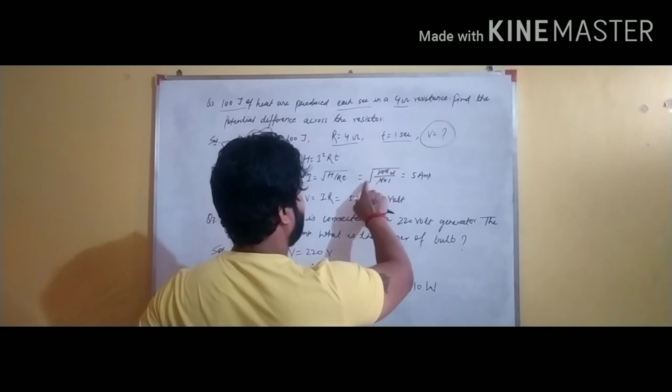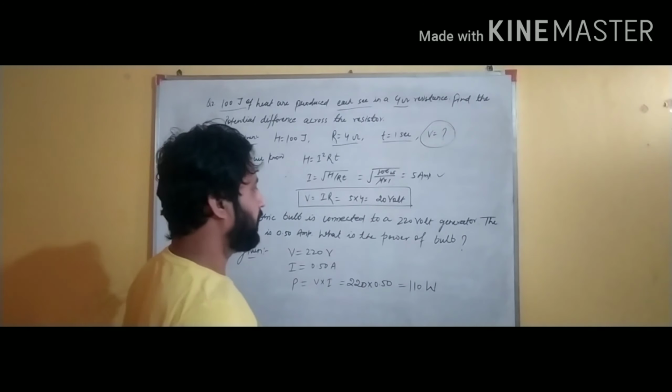With the help of current and resistance we calculate the potential difference V. V is equal to IR. We have calculated I as 5 and R is 4. 5 fours are 20 volt. So the potential difference is 20 volt.